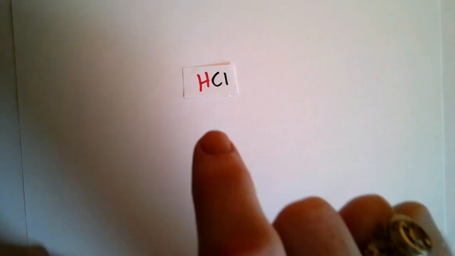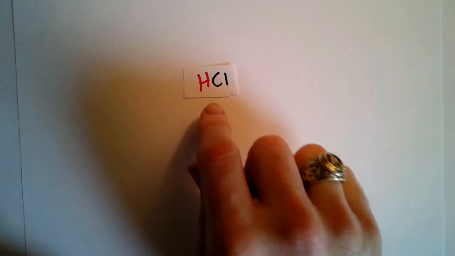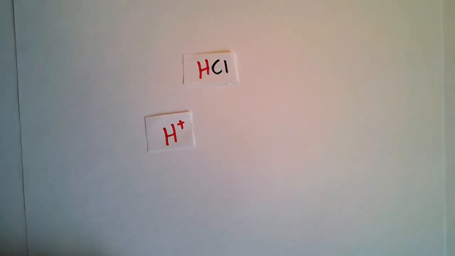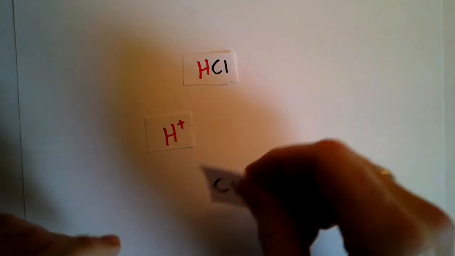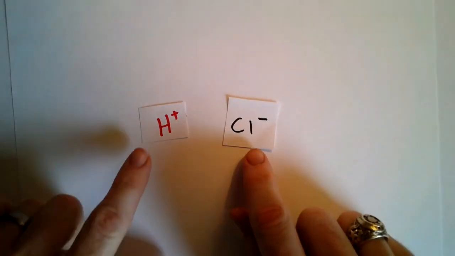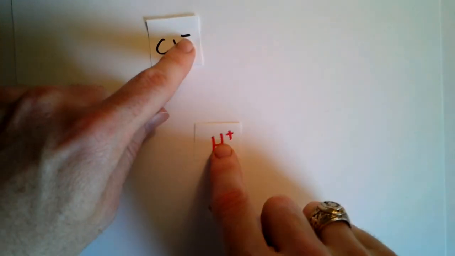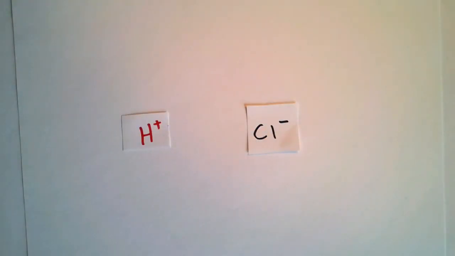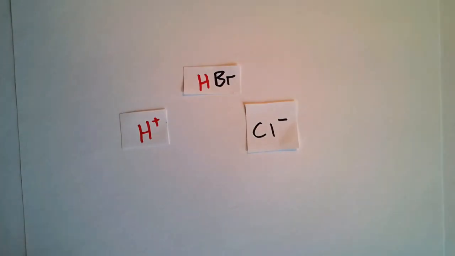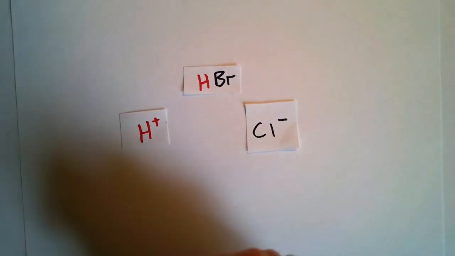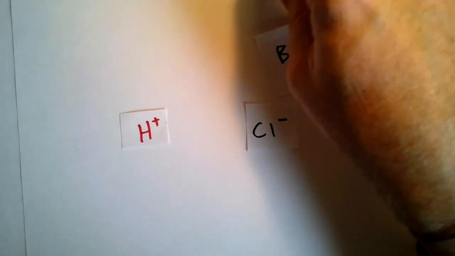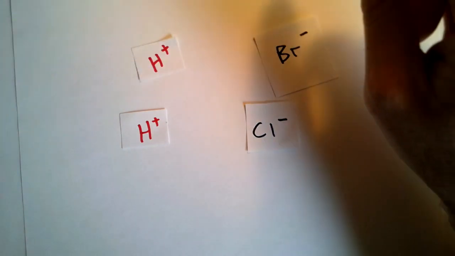Now, let's say that we dissolve this in some water. As soon as an acid is dissolved in water, it is going to ionize. So it's going to turn into a hydrogen ion and a chlorine ion, and now these guys are just swimming around wherever they want. Well, that happens to all the acids. So hydrobromic acid just falls in there, and now we have the bromine ion and the hydrogen ion.